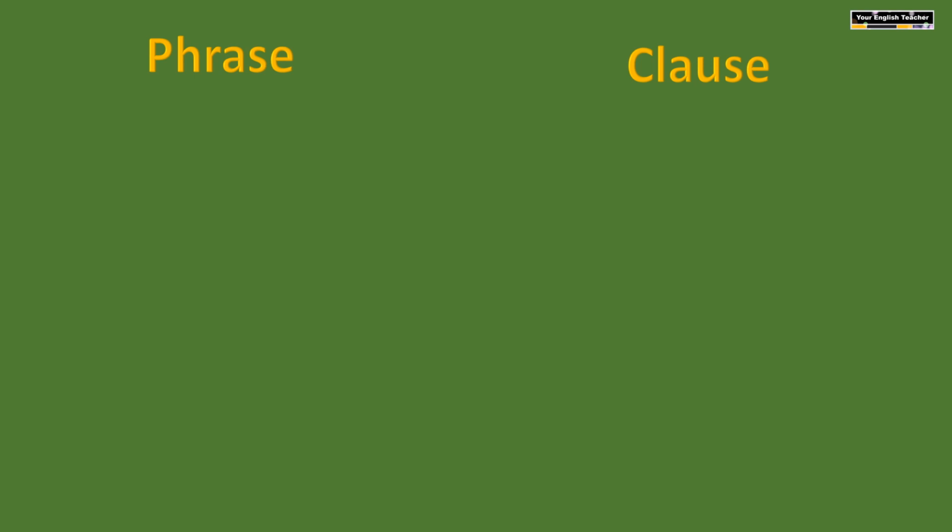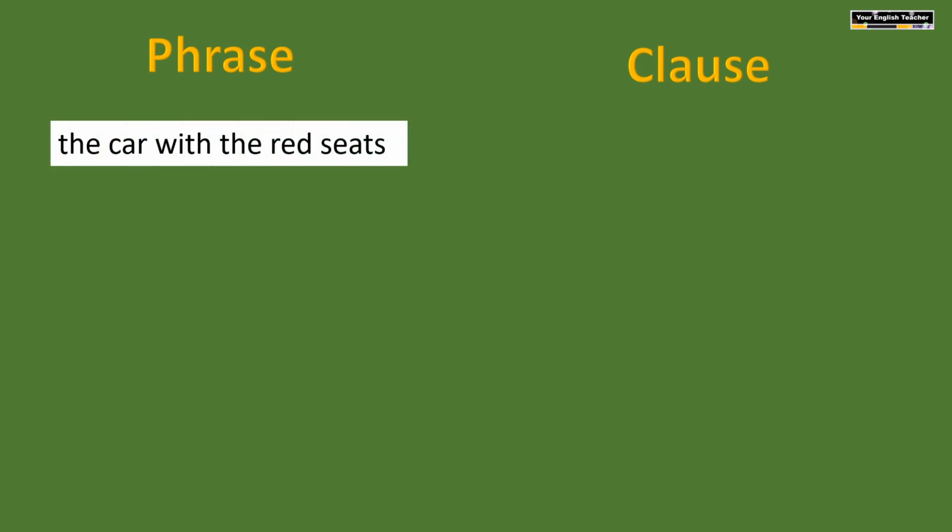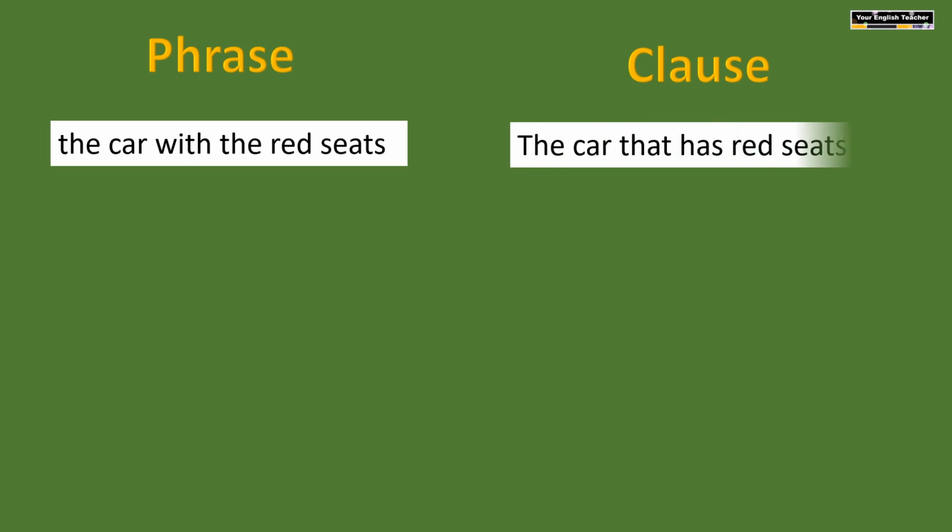Now let us see one more example. The car with the red seats. This is a phrase because there is no verb in it. So what does the car have? Red seats. So if you make it a clause, you have to use a verb. How will it turn? The car that has red seats. Now, has is a verb. So here it has become a clause.